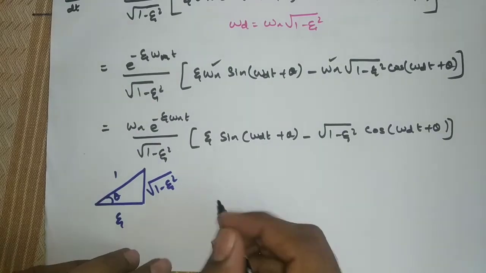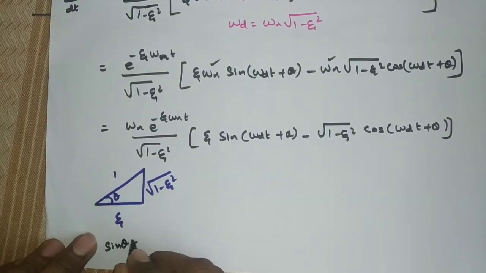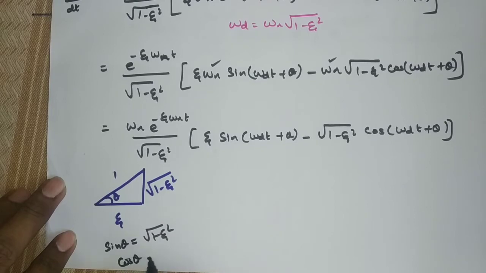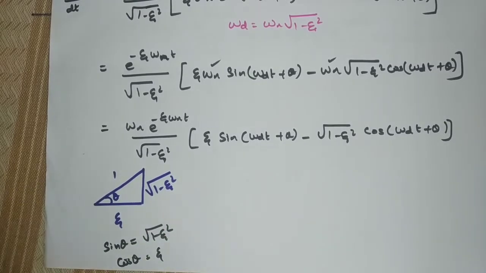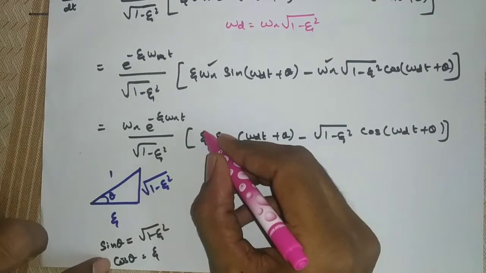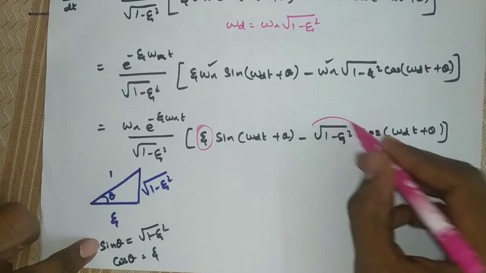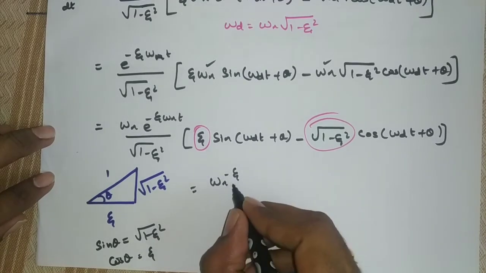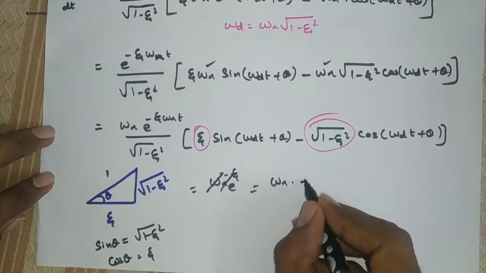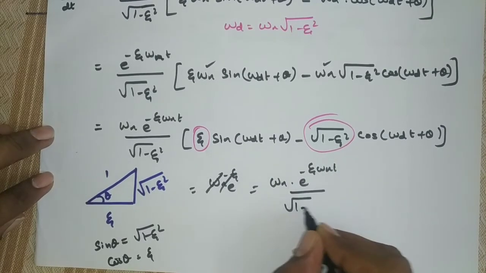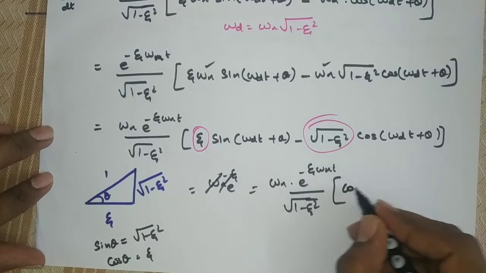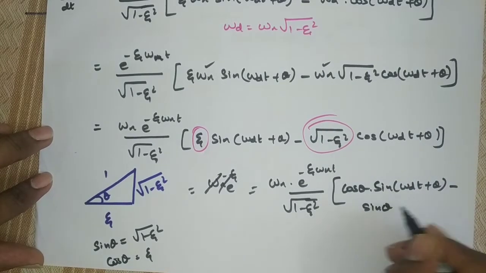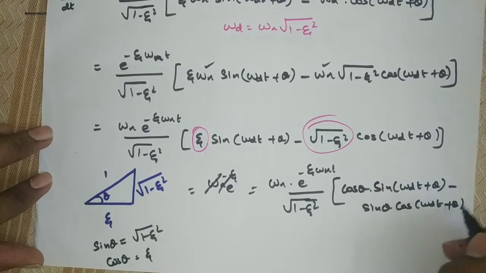By the way, we are replacing what? Sine theta is equal to opposite side by hypotenuse, so root of 1 minus eta square. Cos theta is what? Adjacent side by hypotenuse, so eta. So let me substitute cos theta instead of eta, sin theta instead of this term. So we will get omega n into e power minus eta omega n t divided by root of 1 minus eta square into cos theta into sin of omega dt plus theta minus sin theta into cos of omega dt plus theta. This is what we are getting.